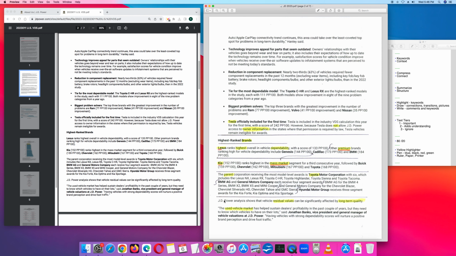Correlation, quality correlates with higher resale value. Another exercise I like to do is when I do these sections, I like to see if I can summarize each one of these sections.